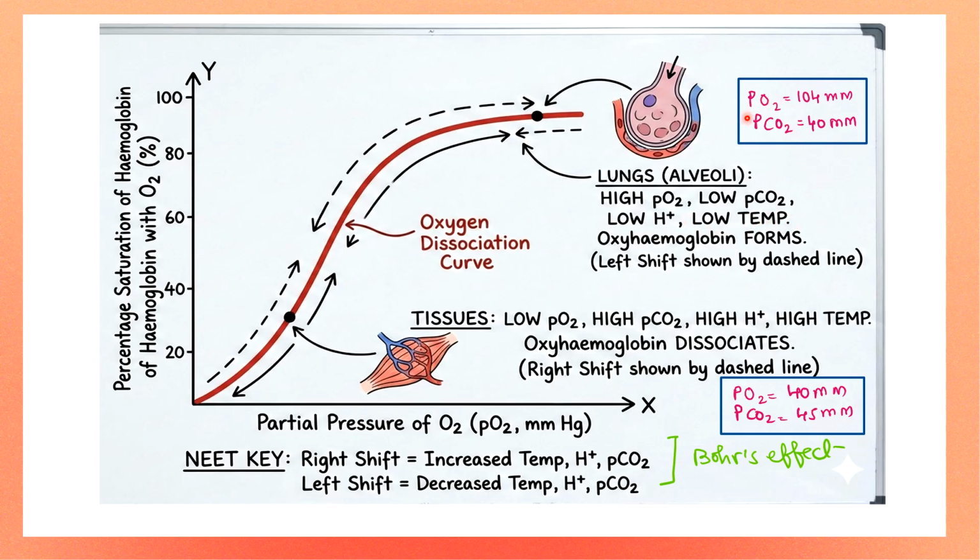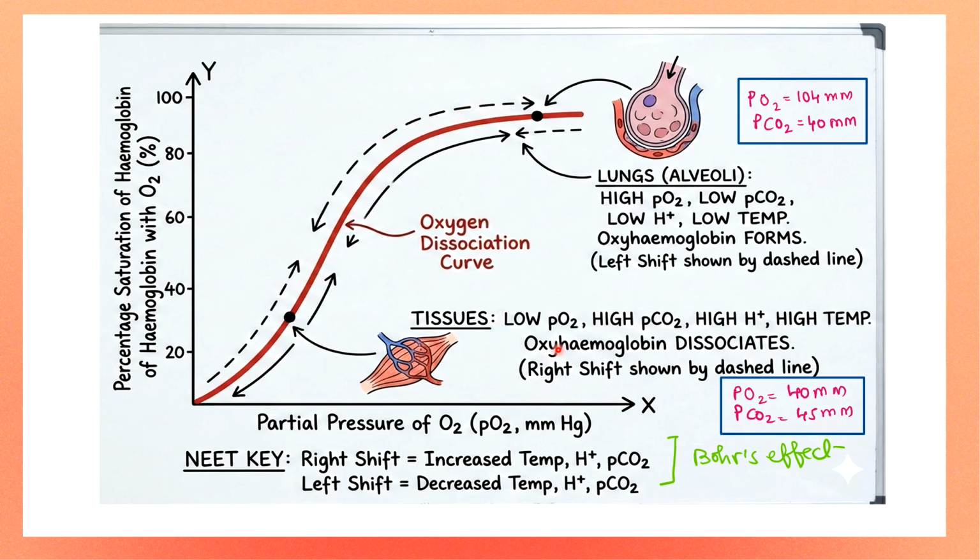So because the partial pressure of oxygen is primarily more than that of the carbon dioxide, in addition to the other factors of low H plus and low temperature and low PCO2, all these factors lead to the greater binding of the oxygen to the hemoglobin. So more oxygen is binding to the hemoglobin, so the graph shifts towards the left. Okay, left shift shows higher binding of oxygen and hemoglobin.